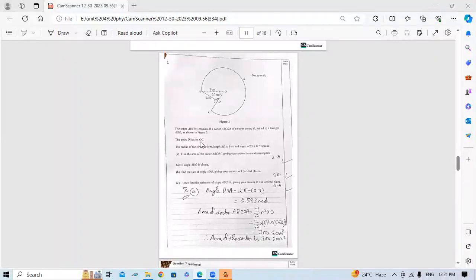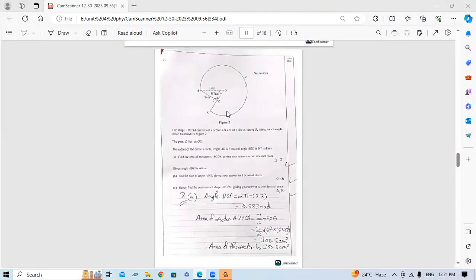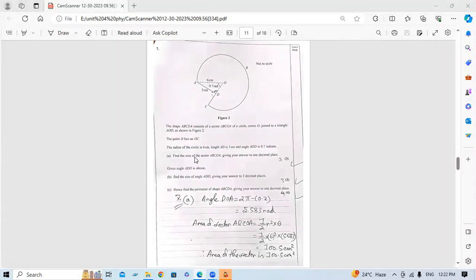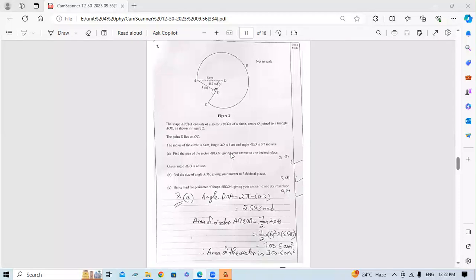The point D lies on OC, and the radius of the circle is 6 centimeters, length AD is 5 centimeters, and angle AOD is 0.7 radians. Find the area of the sector ABCOA, giving your answer to one decimal place. In B, given angle AOD is obtuse, find the size of angle ADO, giving your answer to 3 decimal places. And hence, in C, find the perimeter of the shape ABCDA, giving your answer to one decimal place.